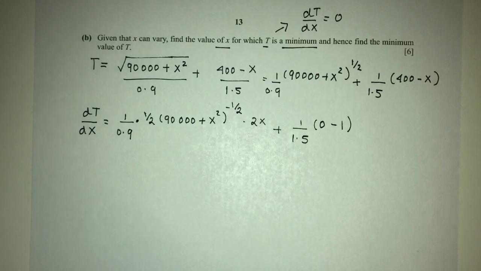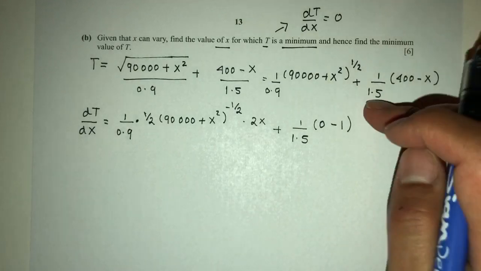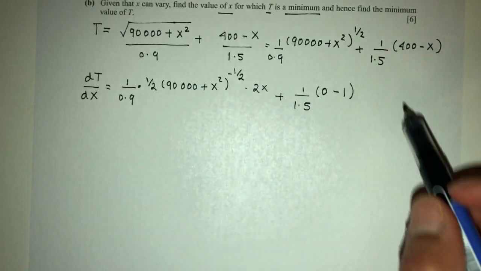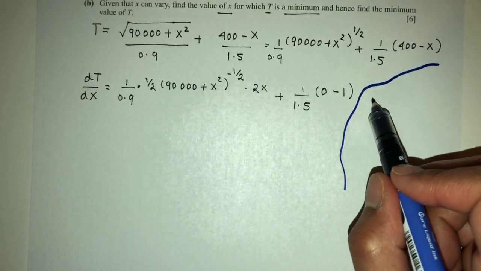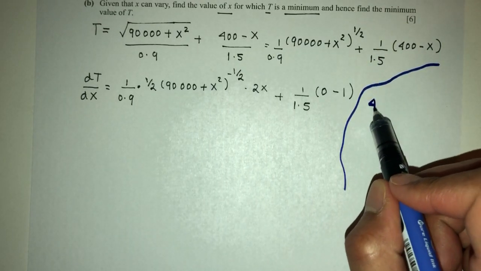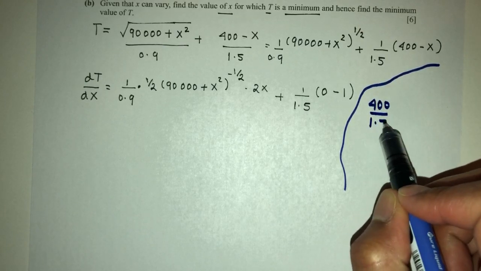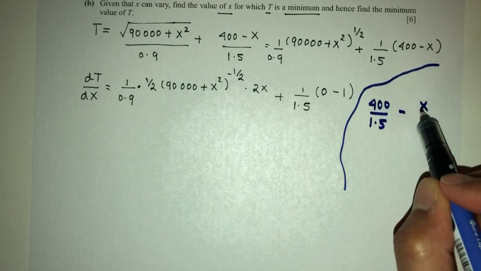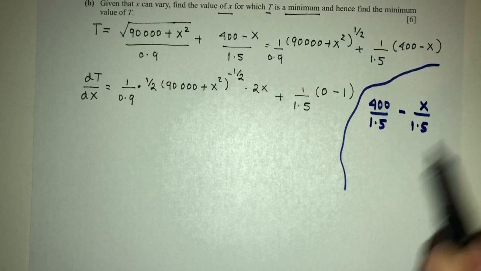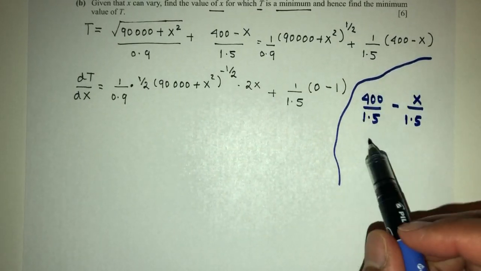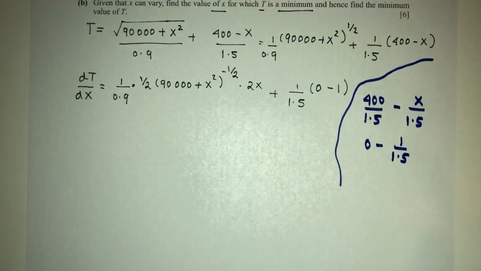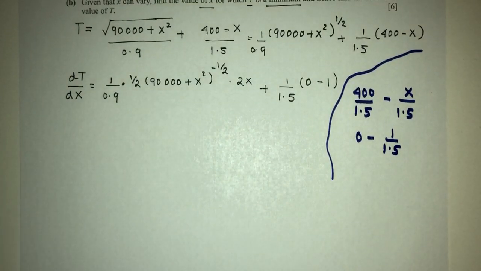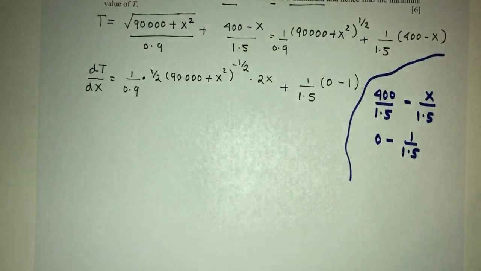Another way to look at this, as a side note, is we can expand this: 400 over 1.5 minus x over 1.5. Now d by dx of this term, the first part will be 0 and the second will be minus 1 over 1.5. So that's the same logic as for my answer here, this one.